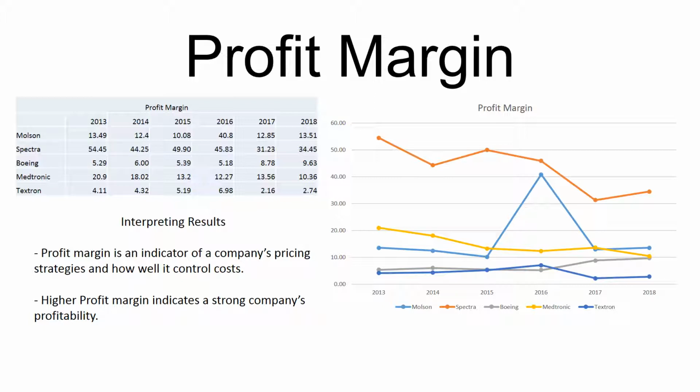The second to Spectra is Molson. For the last couple of years, Molson had a profit margin above 10%, and we can see that in 2016 this profit margin skyrocketed from 10.08 to 4.8. So out of all these companies, we can see that Spectra and Molson are the most profitable ones with the highest profit margins.